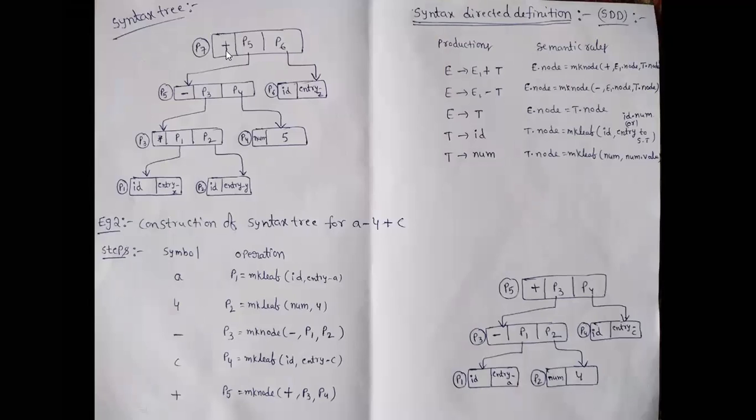So finally we are constructing the syntax tree. So internal nodes are operators. So here we are having the plus. So we are having children.